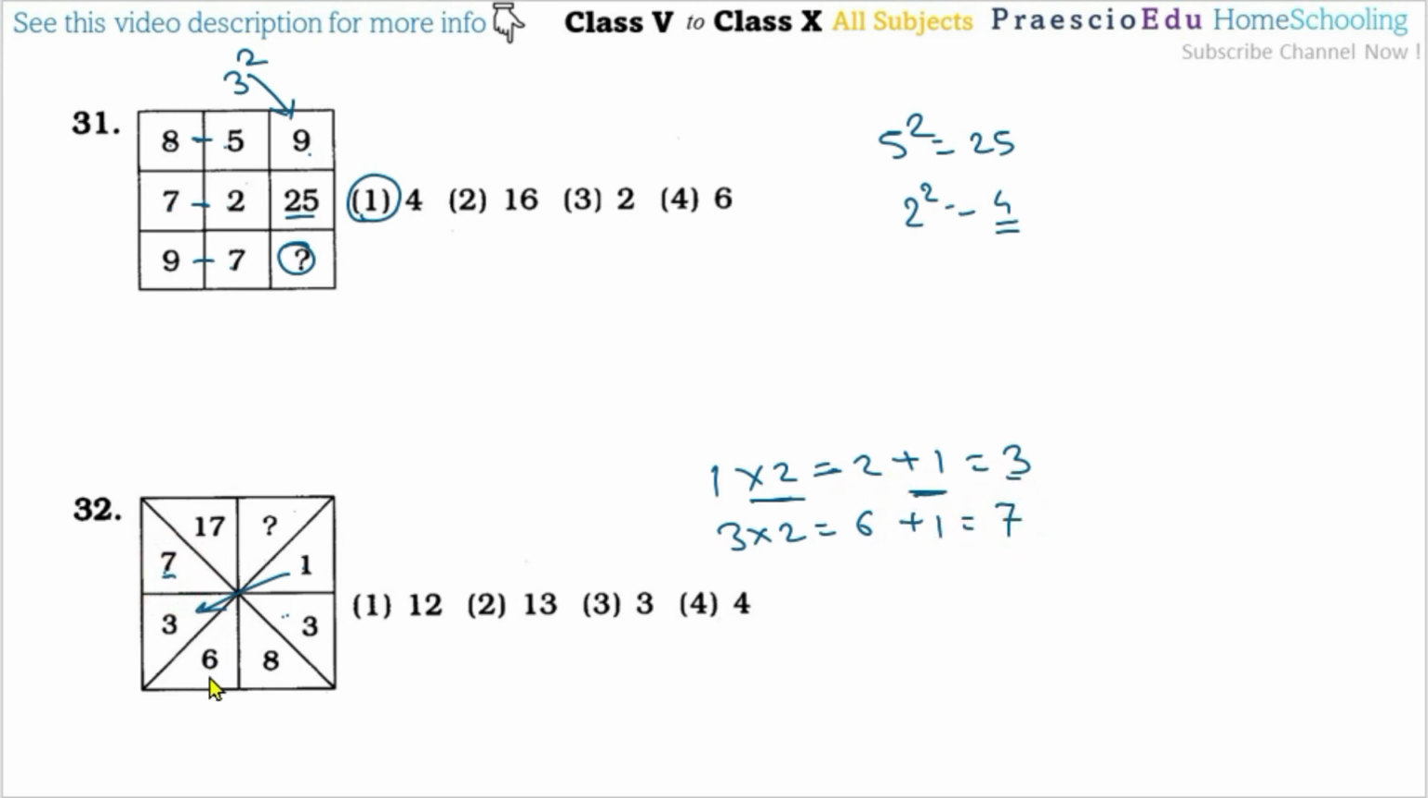So the same rule we have to apply to find the number to replace the question mark. So 6 is the opposite of this question mark. So 6 multiplied by 2 is 12, and then addition of 1 means that is 13. So 13 can be replaced to the question mark, and 13 is available in option number 2.